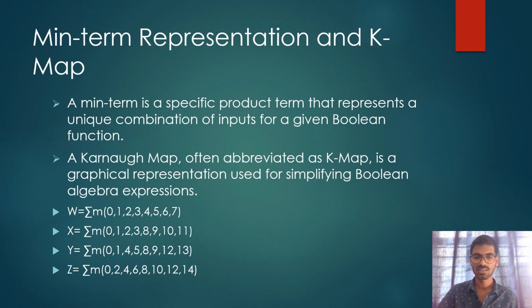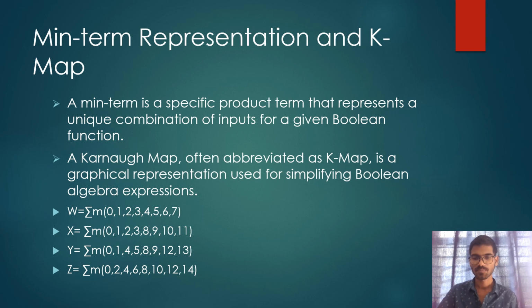For Y, we got the high output in the positions of 0, 1, 4, 5, 8, 9, 12 and 13. So we have a minterm representation as 0, 1, 4, 5, 8, 9, 12 and 13. Similarly for Z, we got 0, 2, 4, 6, 8, 10, 12 and 14. In all these positions we got the output as high. High output means 1. So we write them as minterms.